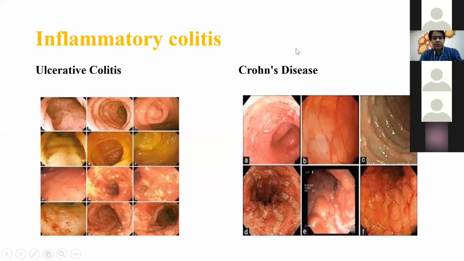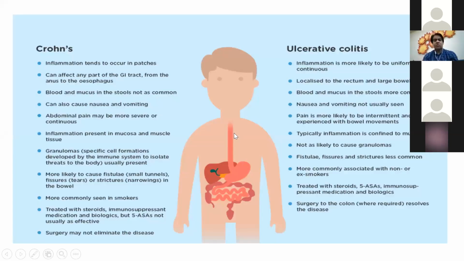One is ulcerative colitis, second is Crohn's disease. These are certain endoscopic pictures. Ulcerative colitis usually presents with lower GI bleed because it involves the rectum, while in Crohn's disease this condition is less likely to present with lower GI bleed, because the rectum is spared. So this is the summarized form of ulcerative colitis and Crohn's disease.